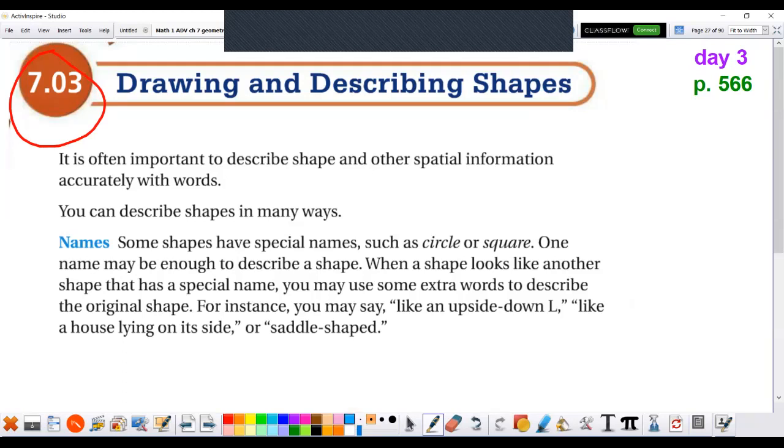7.03. And it says, it is often important to describe shape and other spatial information accurately with words. You can describe a shape in many ways. Some shapes have special names, like circle. A name may not be enough to describe a shape. When a shape looks like another shape that has a special name, you may use extra words to describe the original shape. You may say it looks like an upside down L, or like a house lying on its side, or saddle shape when you're trying to describe it.